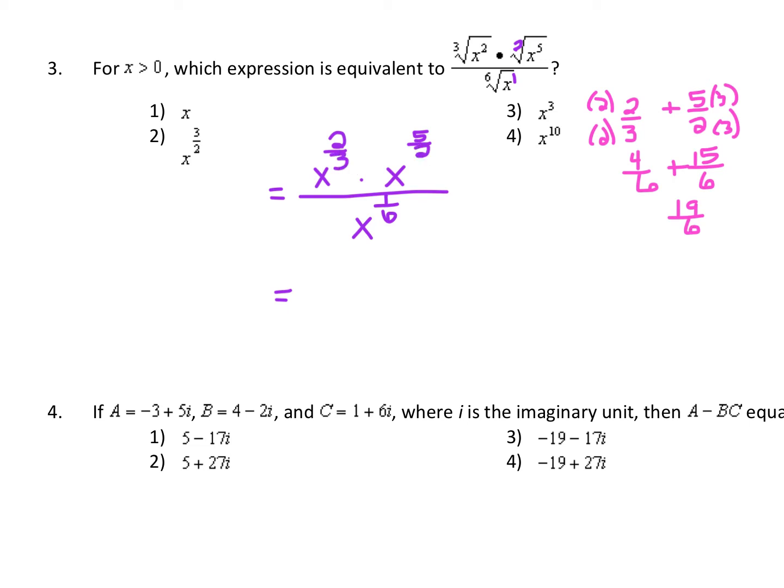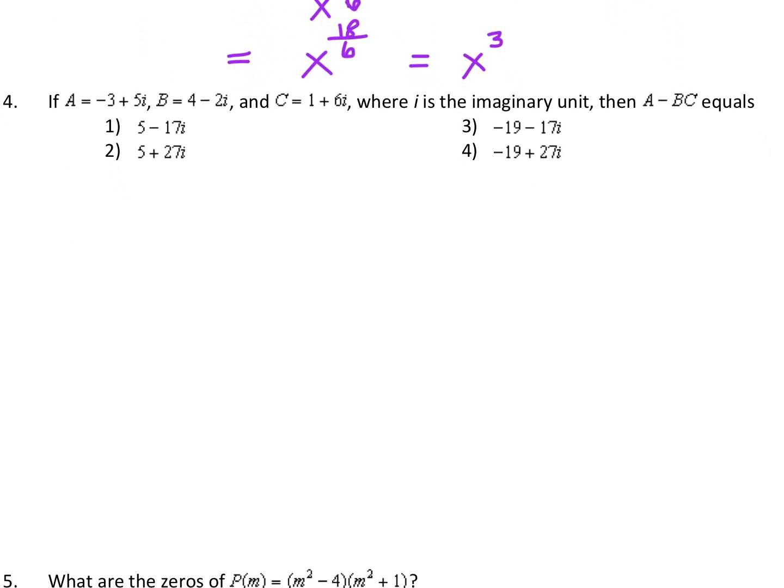All right, so these two fractions had to give us 19/6. So we could rewrite our numerator as x to the 19/6. And that's going to be over x to the 1/6. All right, so now we know that when we're dividing two terms with the same base, we subtract these. Now, I'm not even going to do that off to the side because, look, they already have a common denominator. So isn't 19/6 minus 1/6 just 18/6? So x to the 18/6. Now, we could simplify that, right? What's 18 divided by 6? Isn't 18 divided by 6 just 3? So this simplifies to x to the 3rd power, which is choice 3.